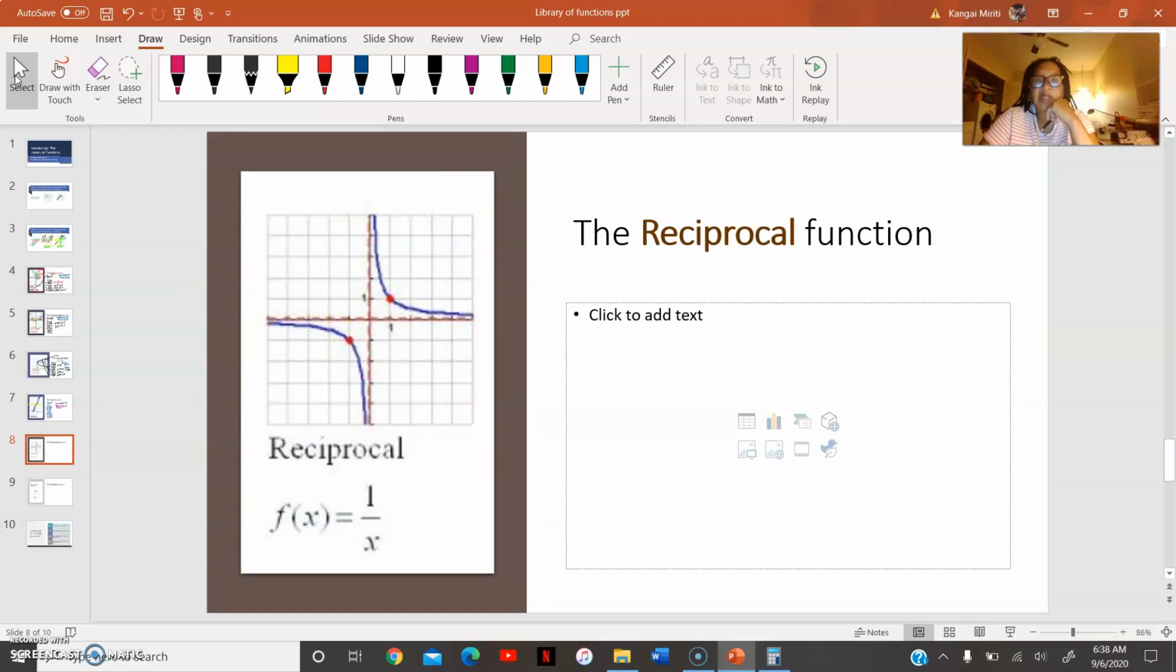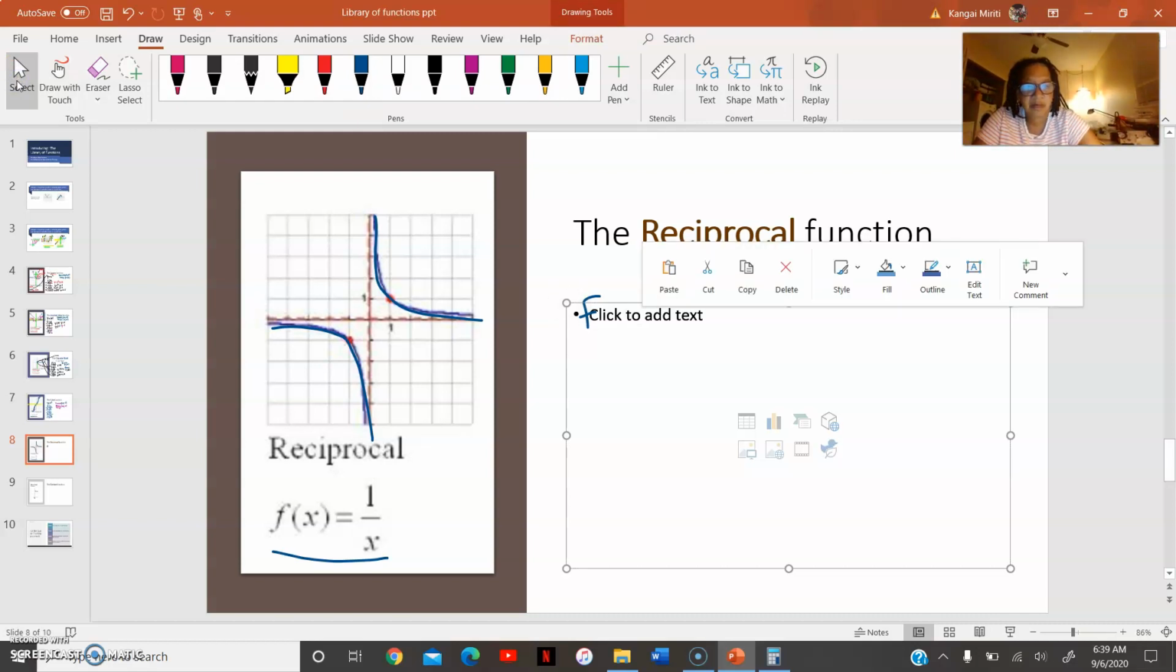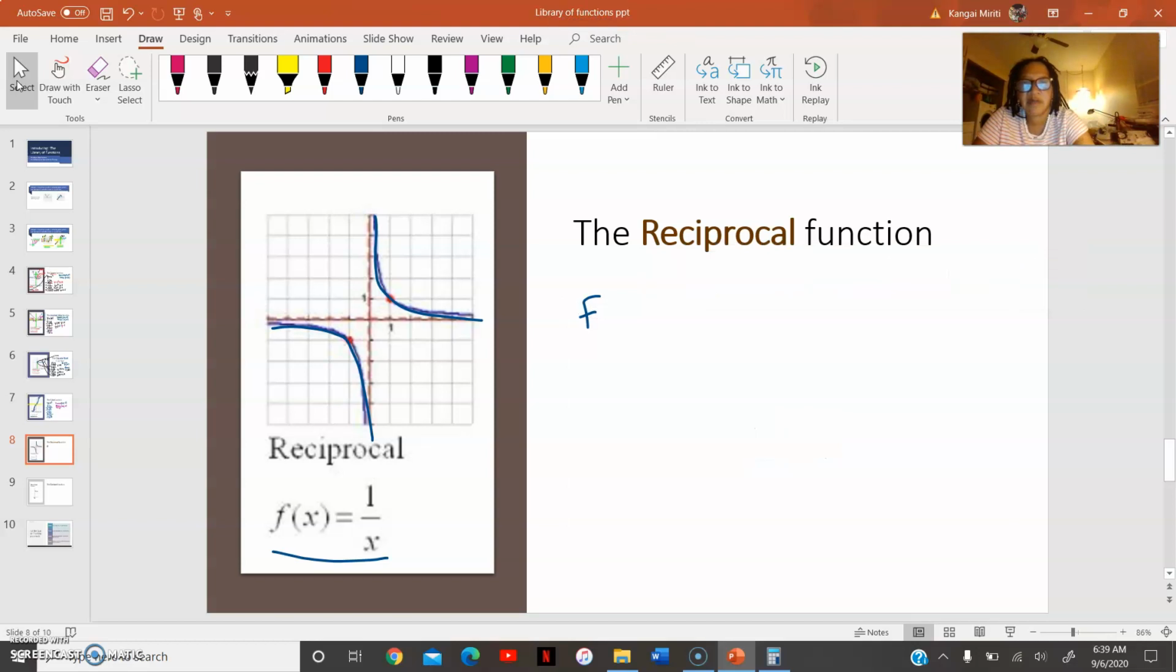Okay, what else is there? Now we have the reciprocal function. This is an interesting looking function. This function actually has two pieces, a piece over here and a piece over there. And there's the equation. So this is f of x, or y, equals 1 over x.